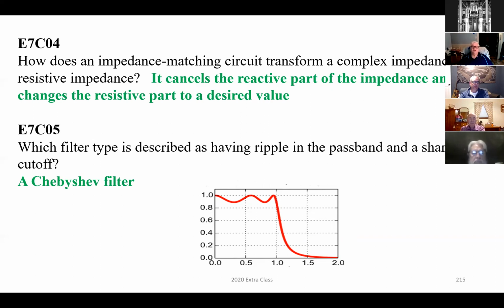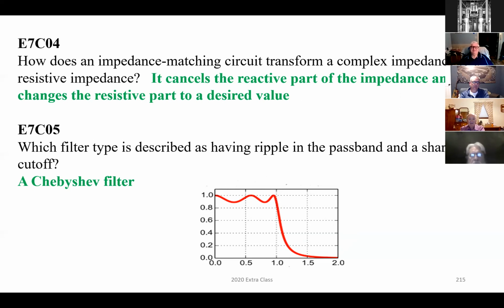Okay, which filter type is described as having ripple in the pass band and a sharp cutoff? I hope I get this right. I've never heard of this before. A Chebyshev filter? Yeah, Chebyshev. I have never heard of that one before. That's a new one on me.